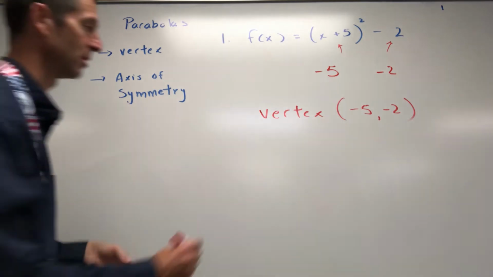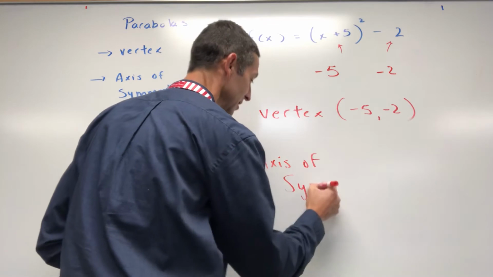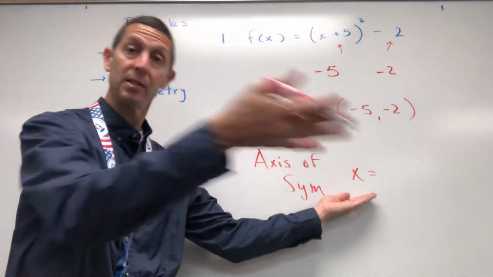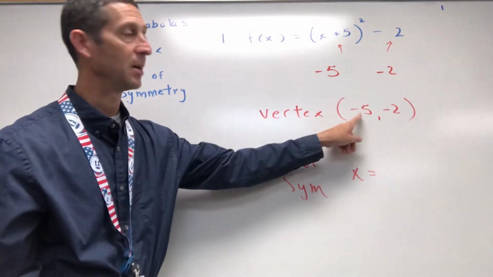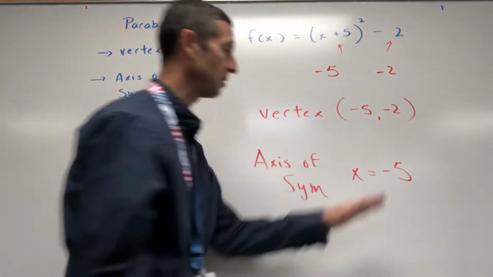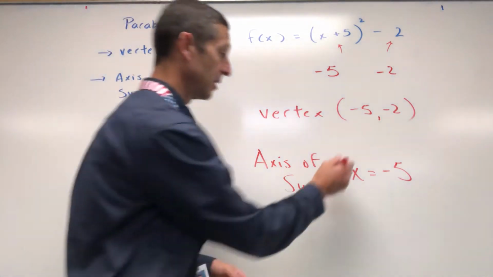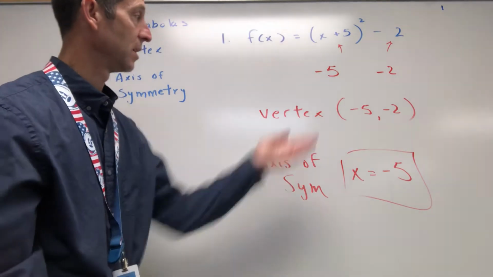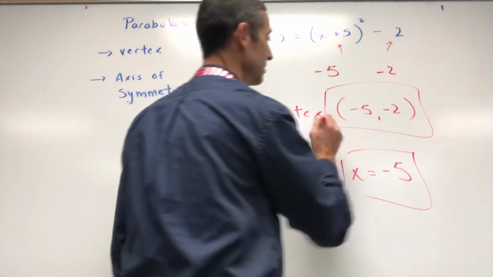axis of symmetry. So for our axis of symmetry, it's always a line that sets up x equals, we just got to find the number that fills in that spot. It's the number right here, negative 5. So your line of symmetry is the line x equals negative 5. So when you write your answer, you got to include x equals because it's a line, and then the vertex you got to have it written as an ordered pair because it is a point.